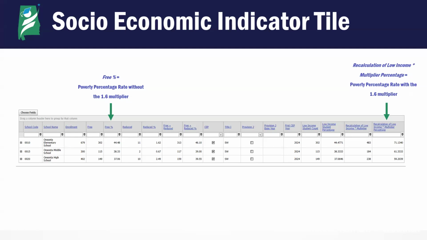One option, which is the default option, is to use the 1.6 multiplier. That means 1.6 is multiplied by the free count, and then that new total is divided by the enrollment. Or the free percentage column is just the free count divided by the enrollment. Now, there is something that I need to mention here.